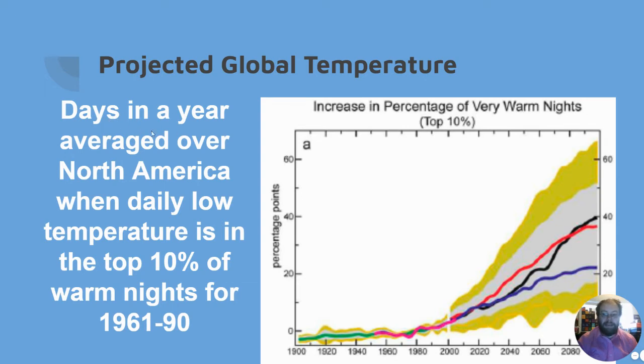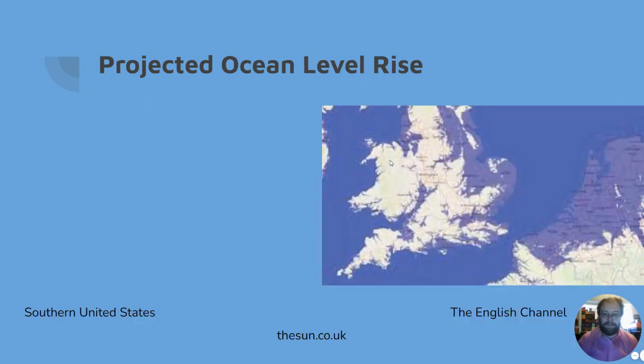This shows days in a year where the daily low temperature is in the top 10% of the warm nights. As you can see, it didn't happen very much until about 2000, and now it's happening all the time. So not great. More evidence that temperature is increasing.